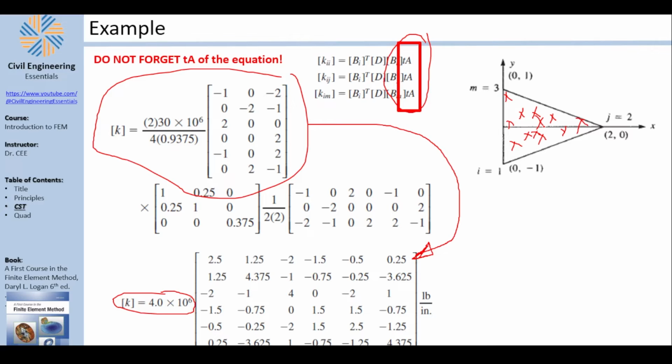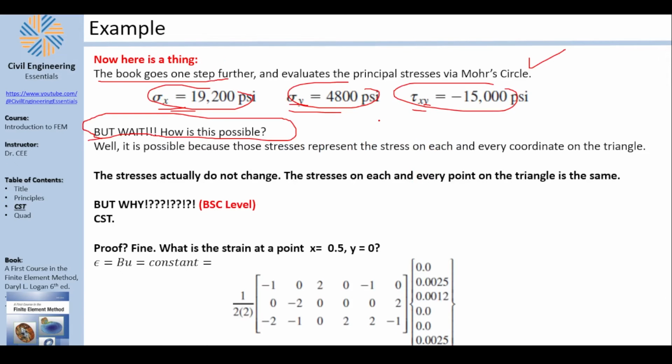You would think it's odd, but those are the rules of the game, because you assumed a constant strain triangle, so your strain is constant on the element, which means that your stress is constant. You don't believe me? Well, here is a proof for you. You see, the stresses do not change, they are the same, but why? Well, the answer is CST.